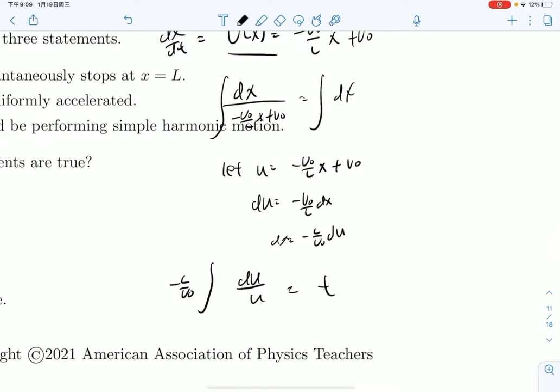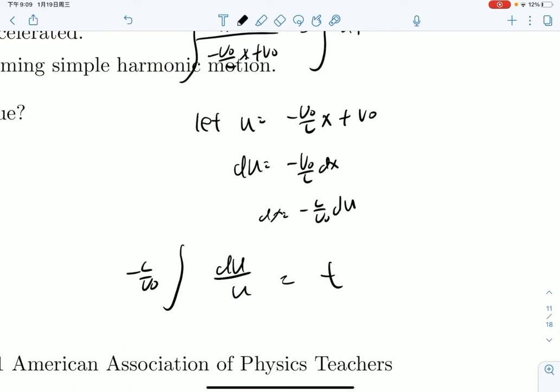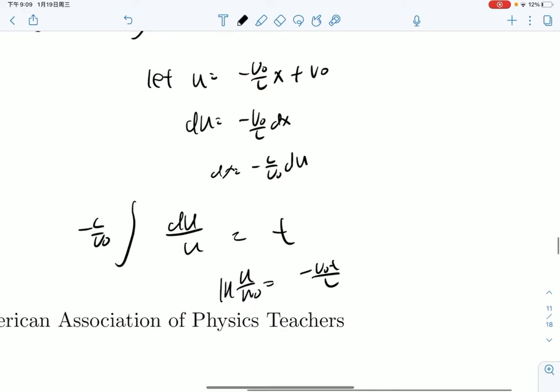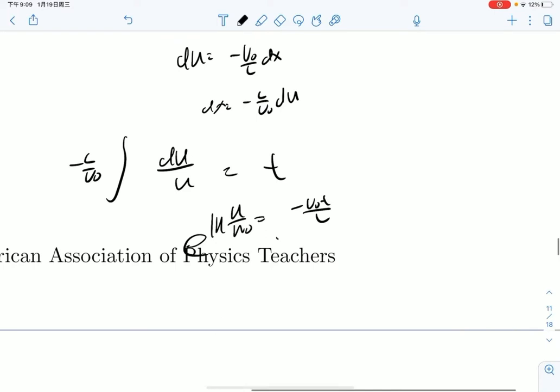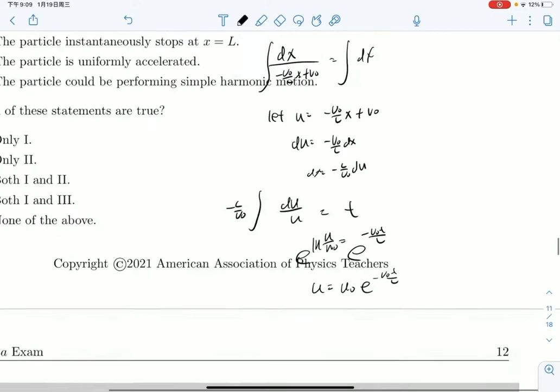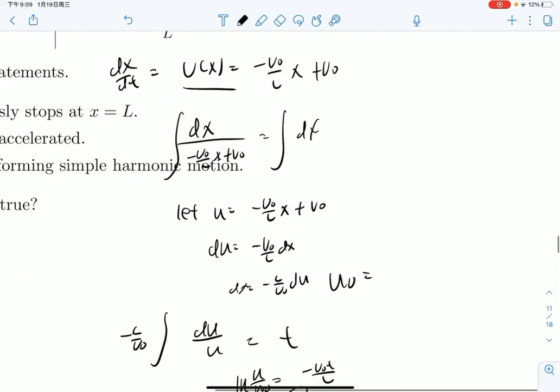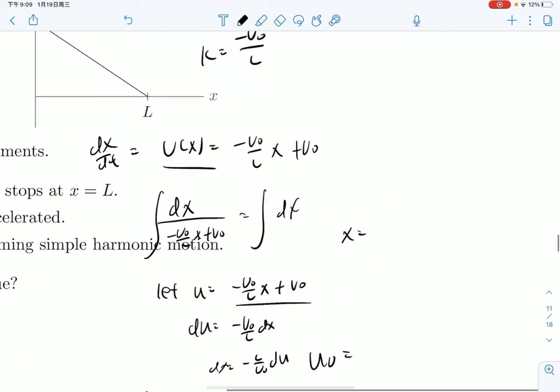And now you will have ln u0 is equal to v0 t divided by L, and e. So u is equal to u0 e^(v0 t/L), where u0 is an initial condition. Initially you will have x is equal to 0, so u0 is equal to v0.